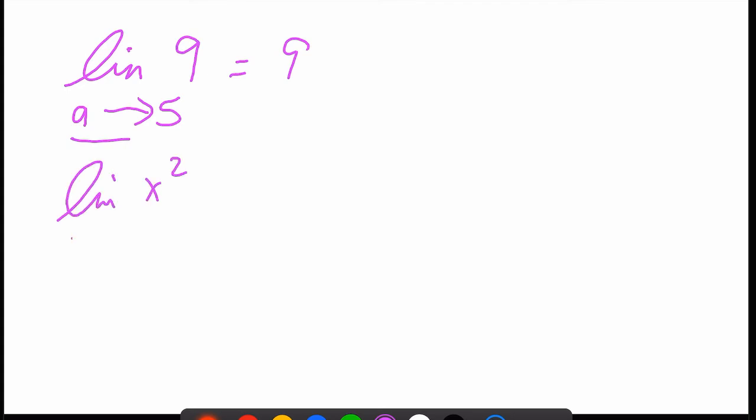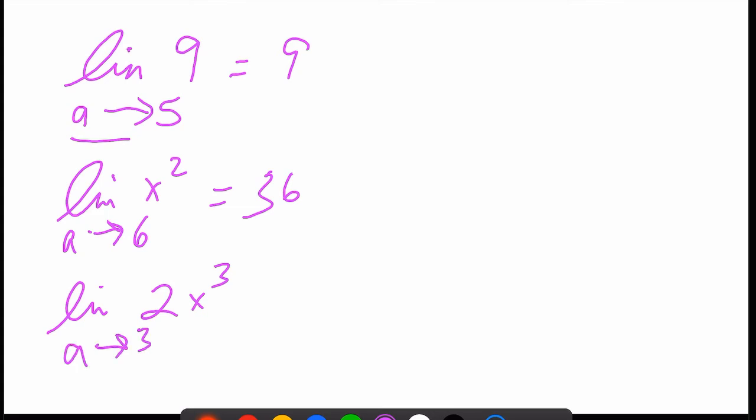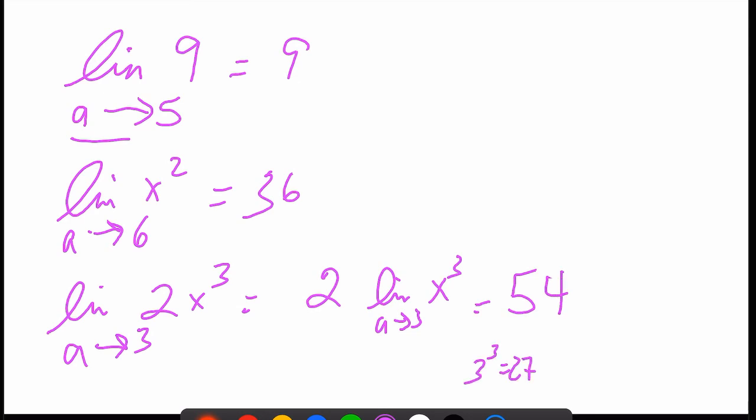Limit x squared as a goes to 6 is going to be 36. Limit 2x cubed as a goes to 3 is 2 times limit x cubed as a goes to 3. Yes, is 54. 3 to the third power is 27 times 2 is 54.